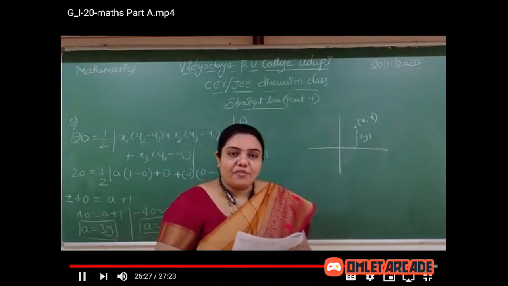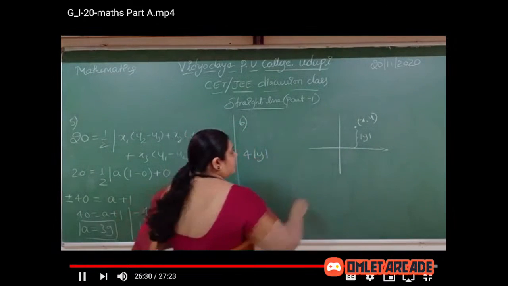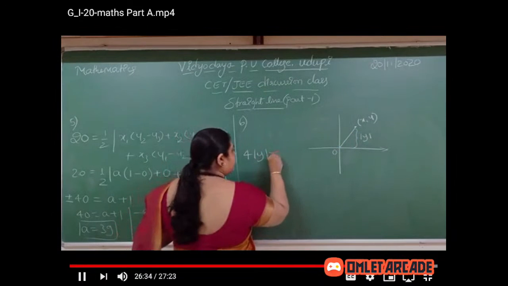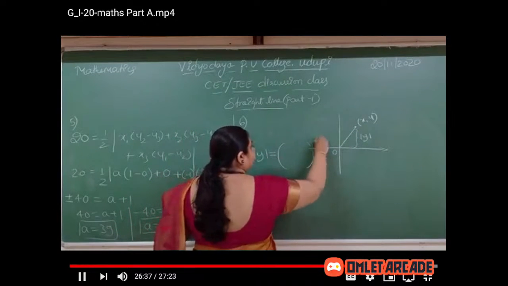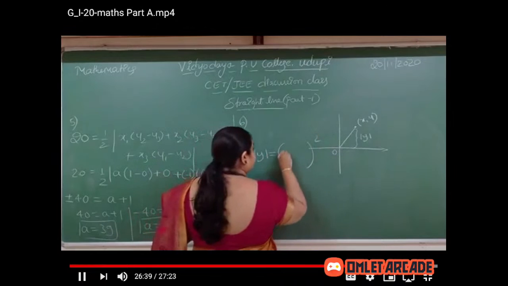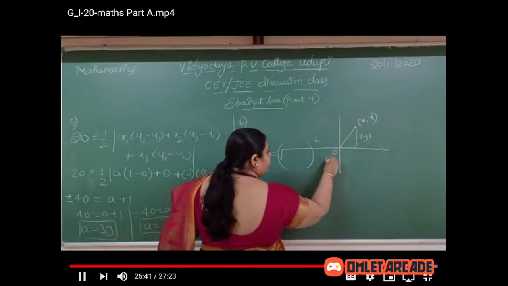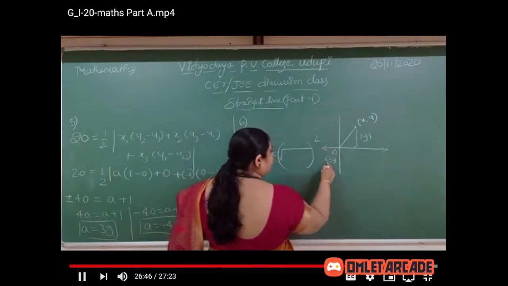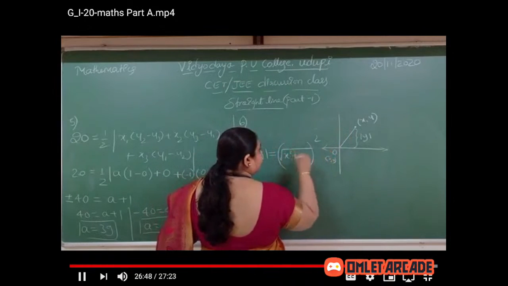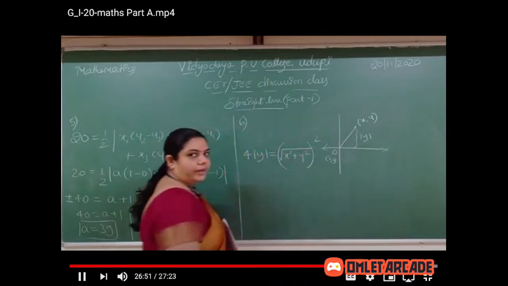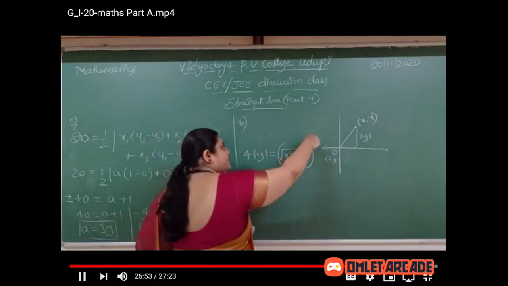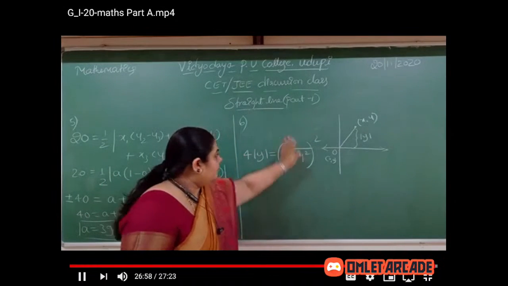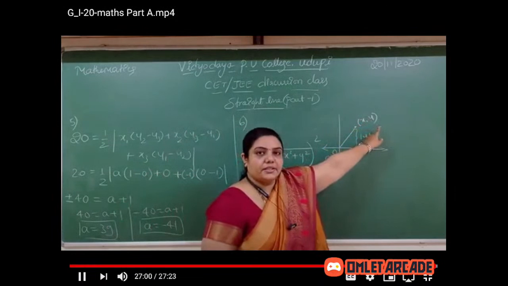Next is the square of its distance from origin. Square means this is equal to square of distance from origin. So distance formula, x minus origin means 0, 0, isn't it? So x minus 0 whole square, x square, plus y minus 0 whole square, y square. See, square of distance from origin. So this is the condition satisfied by the point.